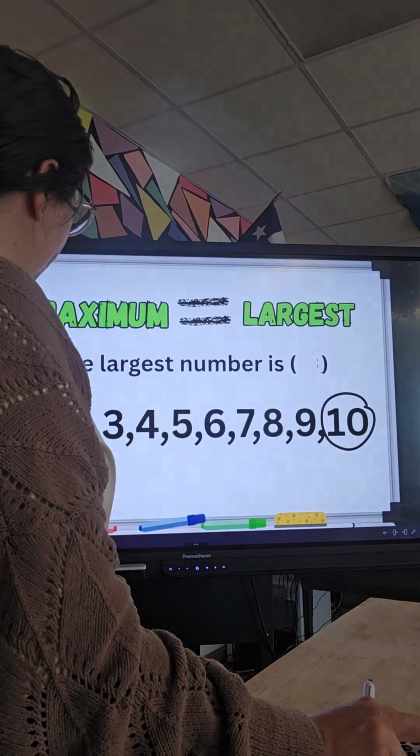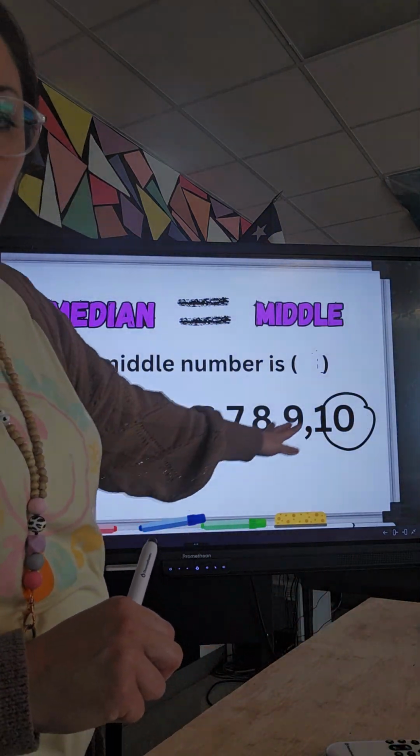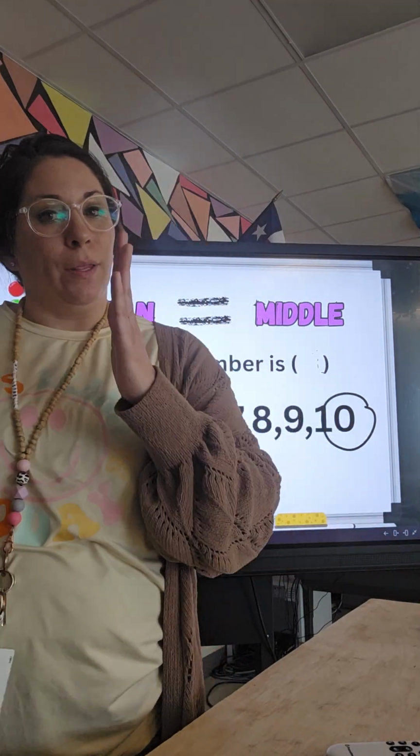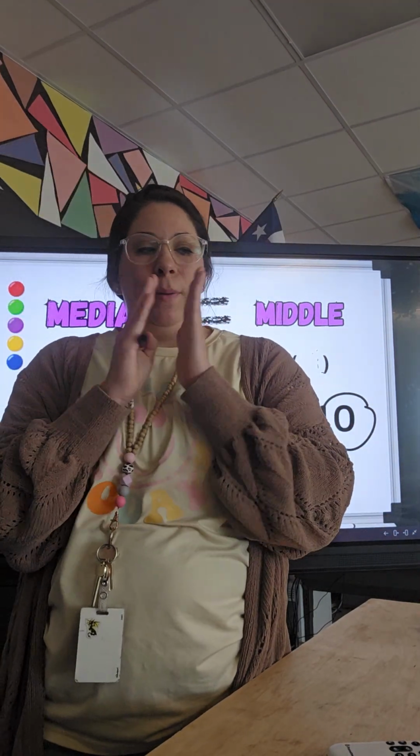Okay, so now that we have our least and our max, we need to find our middle number. We need to find the number that goes right there in the middle that makes everything even on this side and everything even on this side. Now this is the way my son told me, and I found it very easy.